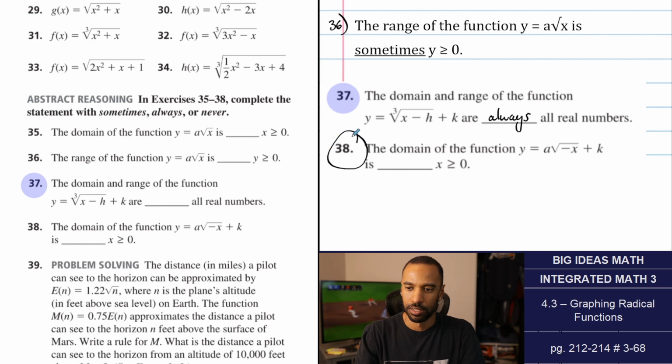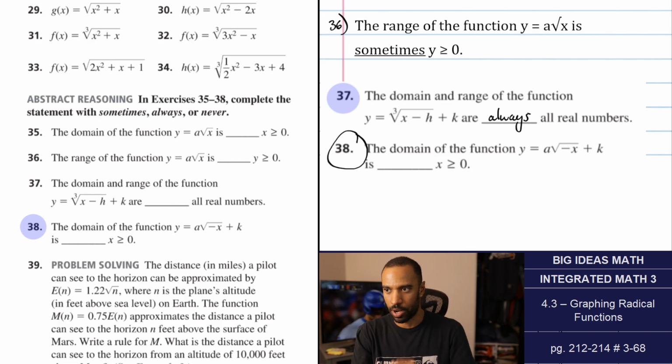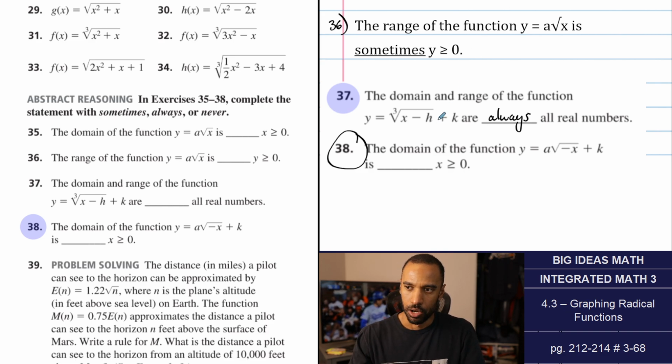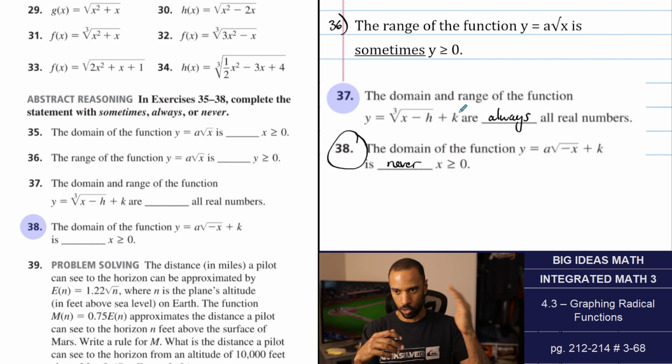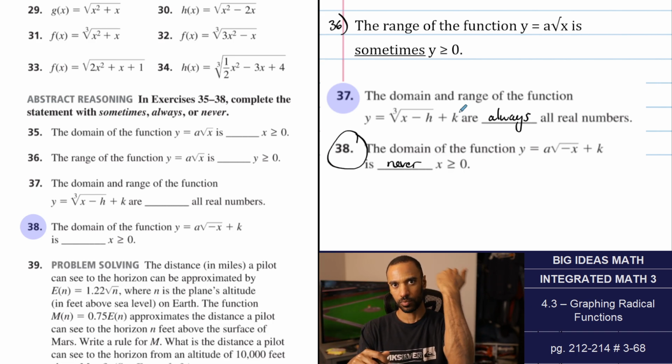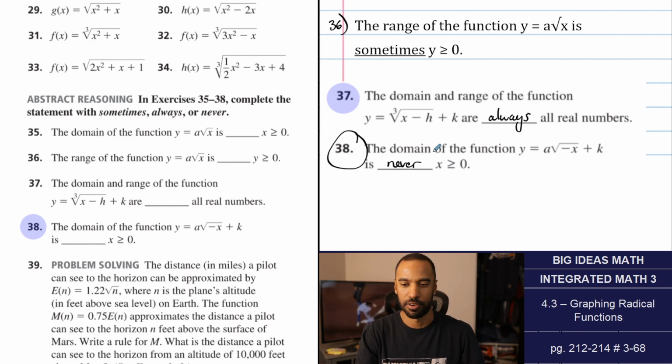Number 38, the domain of the function y equals a times the square root of negative x plus k is blank x is greater than or equal to 0. That's never. Notice now this time, this is a reflection in the y-axis. It's going from here to here. So it's flipping it over that way. Now we're going to the left, not to the right. This one's never.